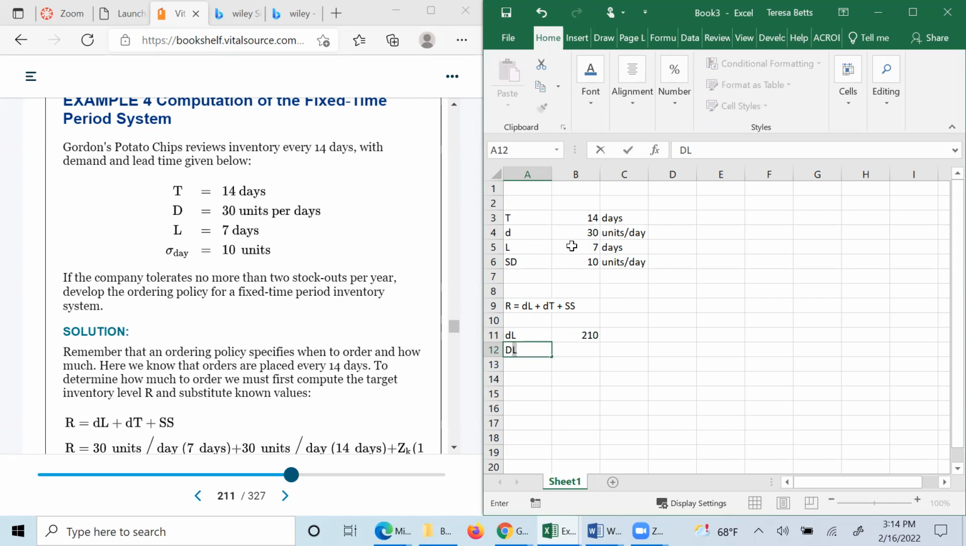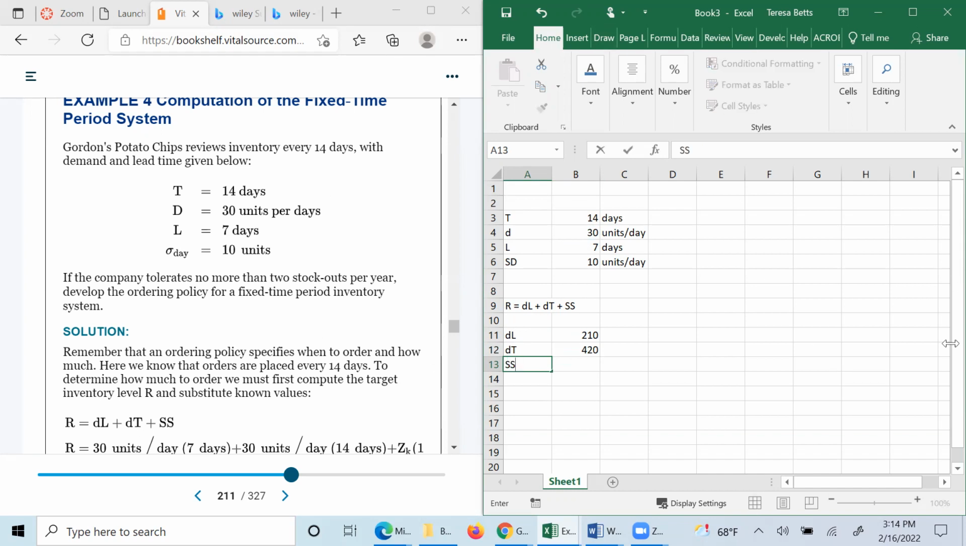And D times T is that demand again per day times the review time, the time in between the reviews. Okay, so we're good there, but then we have to get to our safety stock.